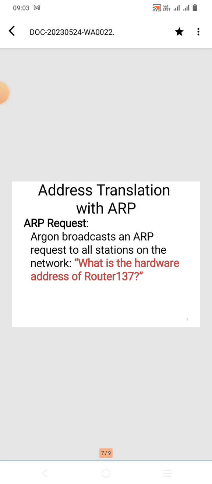This server will send an ARP request to the other destinations. The destination which receives this request, whichever has that particular IP address, will send back its MAC address. Like that, with the help of the ARP protocol, the particular server is able to identify its MAC address.